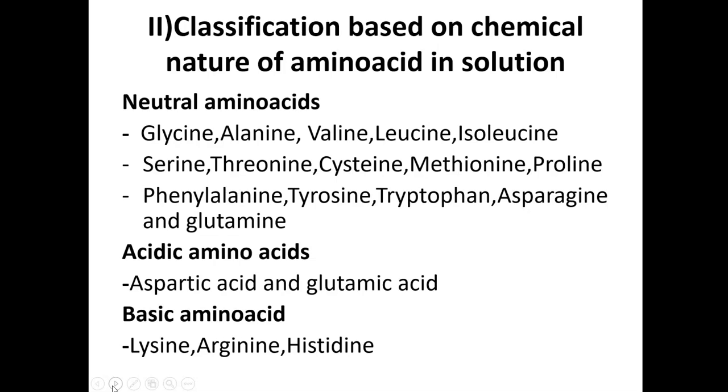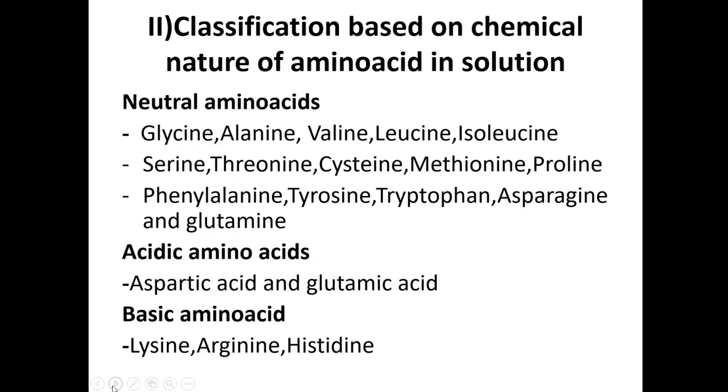Then the second category is acidic amino acid. What is meant by acidic amino acid? Those amino acids contain one amino group and two carboxyl groups. They are aspartic acid and glutamic acid, because they are monoamino dicarboxylic acids. Two carboxyl groups are present in aspartic acid and glutamic acid.